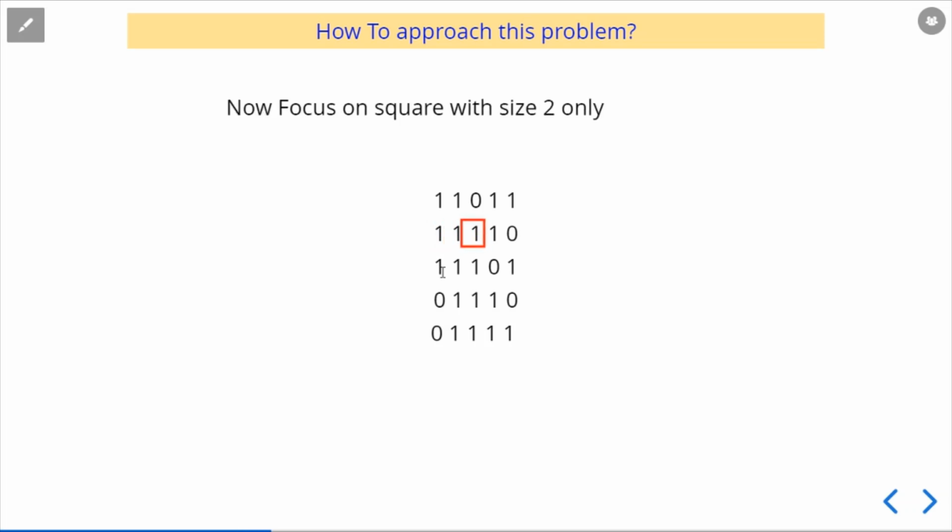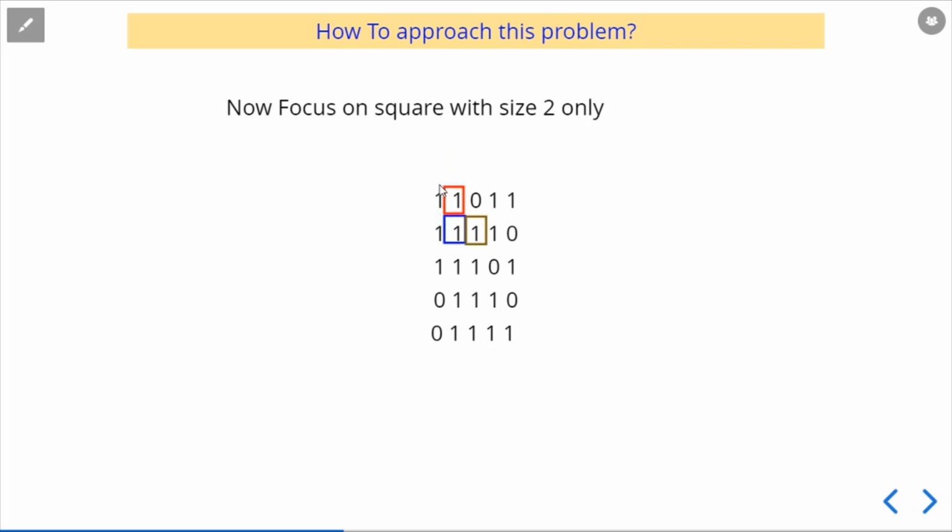But if we consider all these 4 ones together, then the size of the square that I am getting is 4, and the length of the side of the square is 2. So I am getting a square of length 2 in this particular case, and the size of the square is 4, because all the blocks are filled with only 1. So here I am getting a square of size 2.